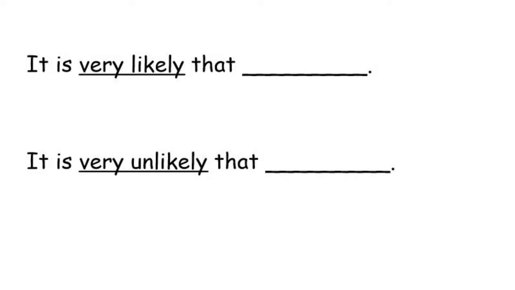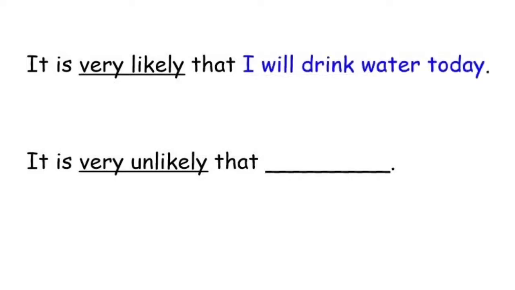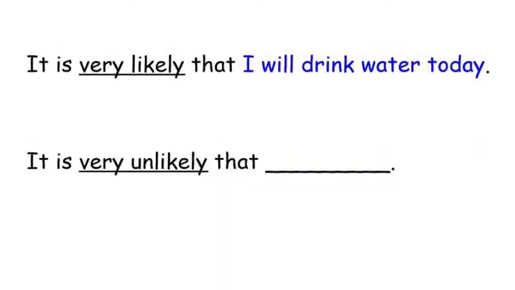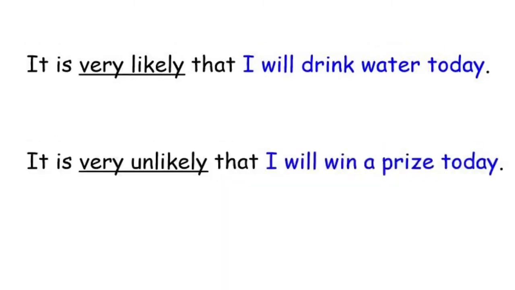The first one is, it is very likely that, and the second one, it is very unlikely that. I wrote, it is very likely that I will drink water today because I drink water most days. And that it is very unlikely I will win a prize today because I haven't entered a contest. But who knows, maybe I could win something anyways.